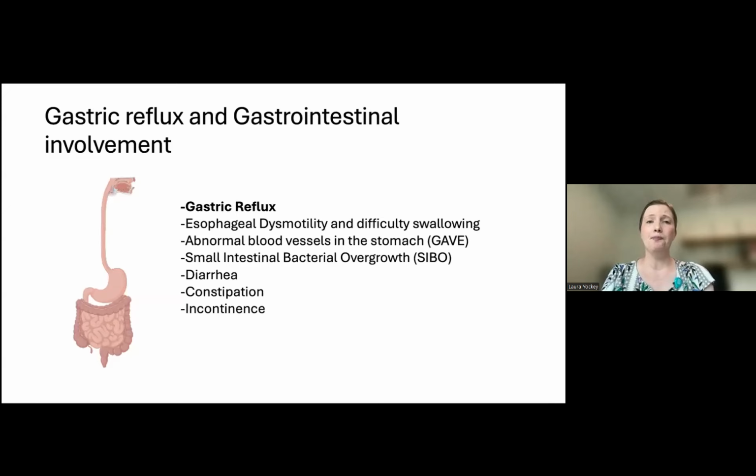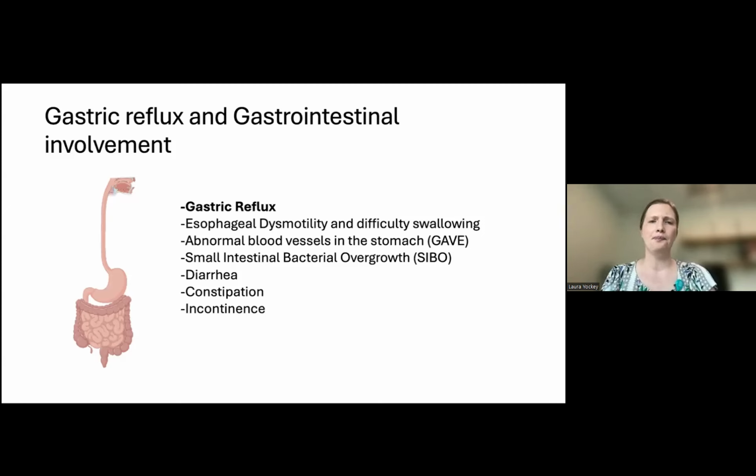And then another common involvement is gastrointestinal involvement, particularly gastric reflux. Gastric reflux is very common. I feel like most of our patients have some gastric reflux. Scleroderma can involve many other parts of the GI tract, affecting esophageal motility and causing difficulty swallowing. There can be abnormal blood vessels in the stomach. Patients can have diarrhea, constipation. They're also at high risk for bacterial intestinal overgrowth.